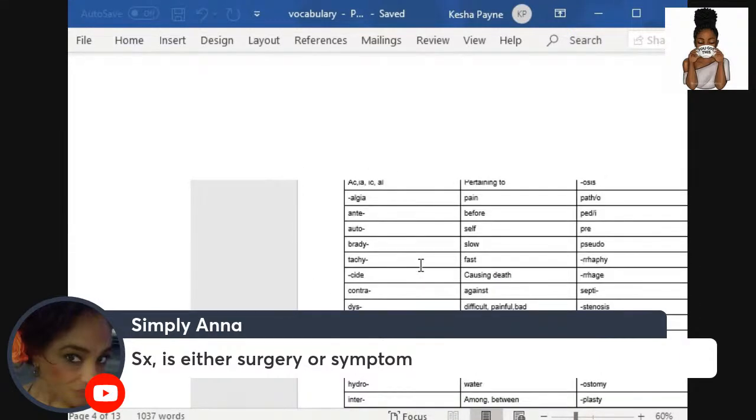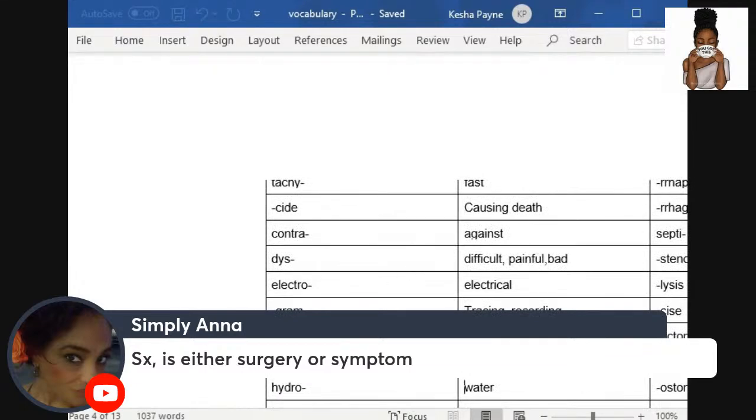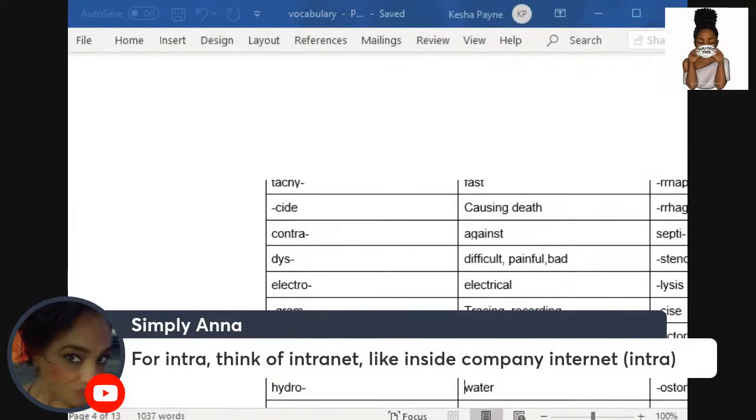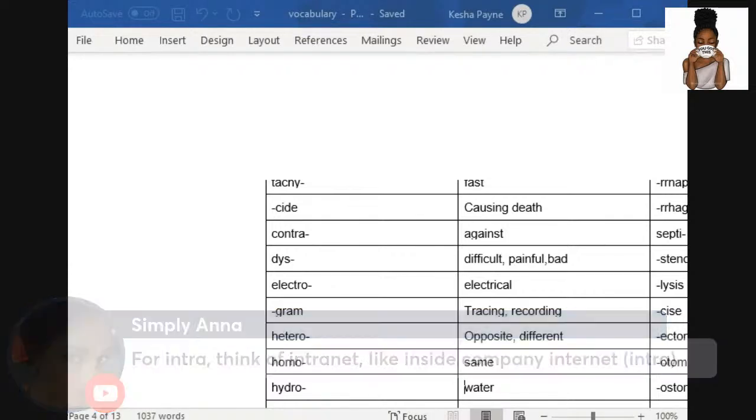Thank you for being here. Okay, let me see how this looks on the other end. Intra, think of intranet, like inside a company. Intra. Yeah, that's a good meaning. Yeah, that's a good one.